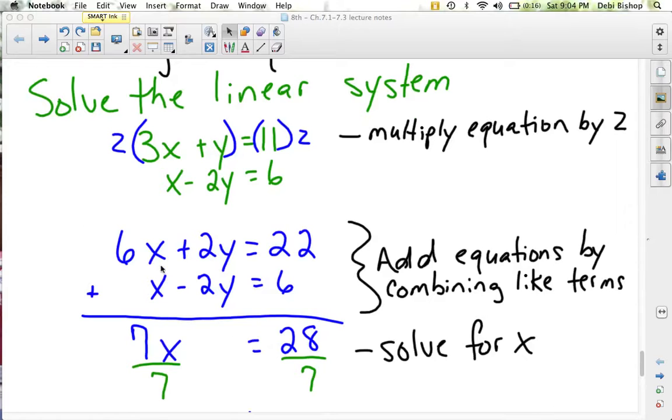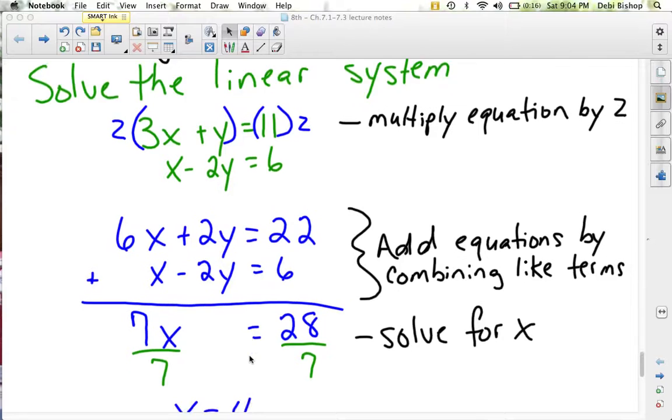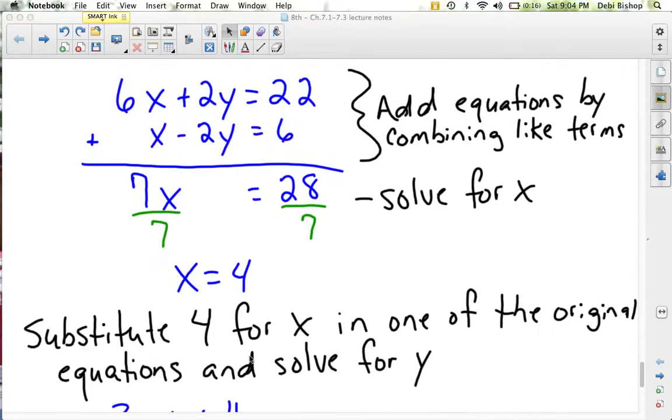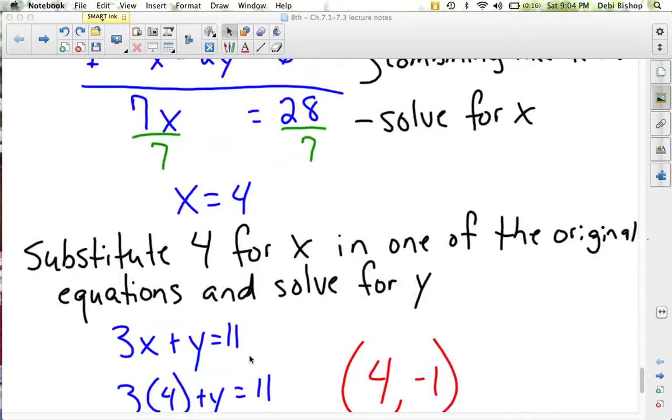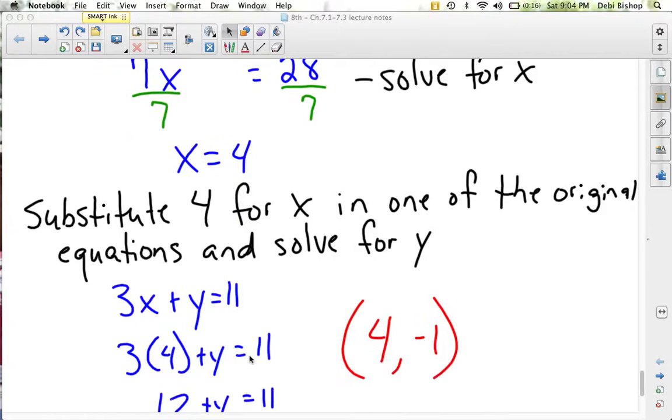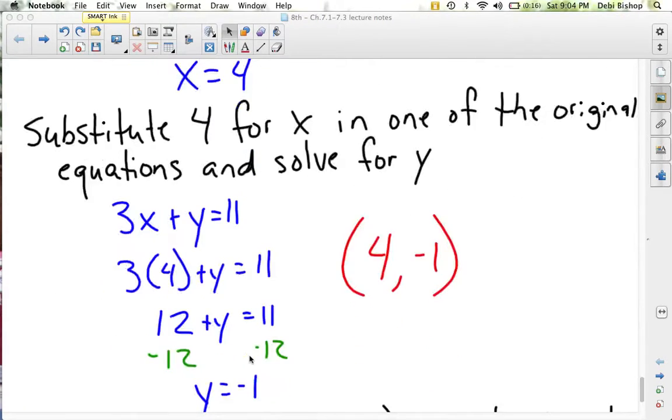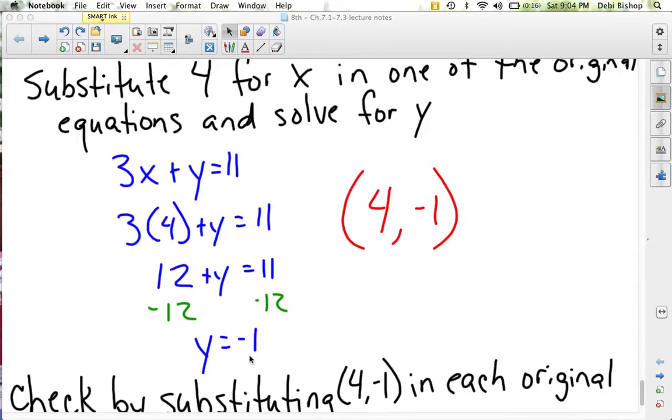So you have 6x plus x equals 7x. 2y plus a negative 2y cancels out to 0. And then 22 plus 6 is 28. Isolate your x, and you get x equals 4. Then you substitute 4 into either one of the original equations, and you solve for y. So here I plugged in 3 times 4 plus y equals 11. 12 plus y equals 11. Subtract your 12 and you get y equals negative 1.